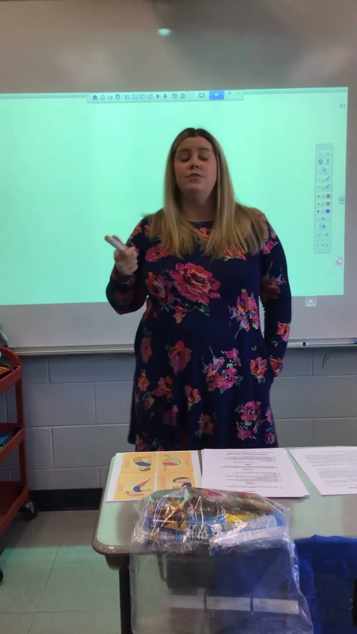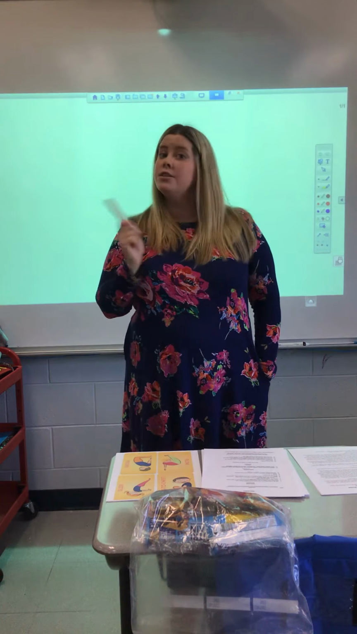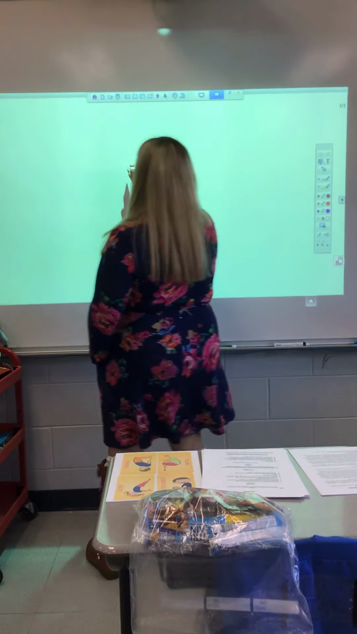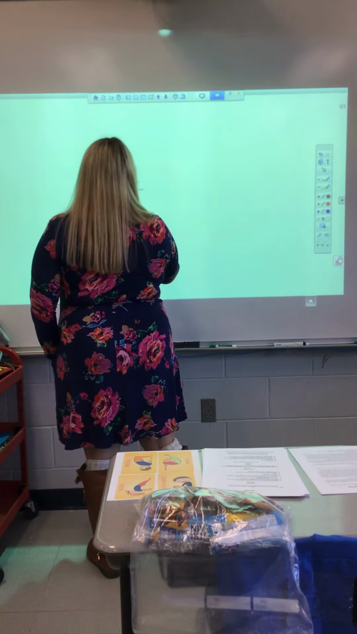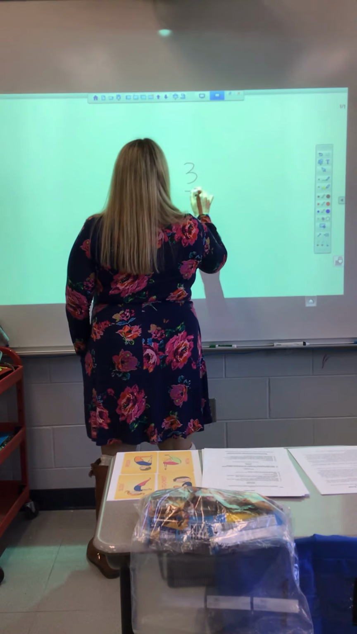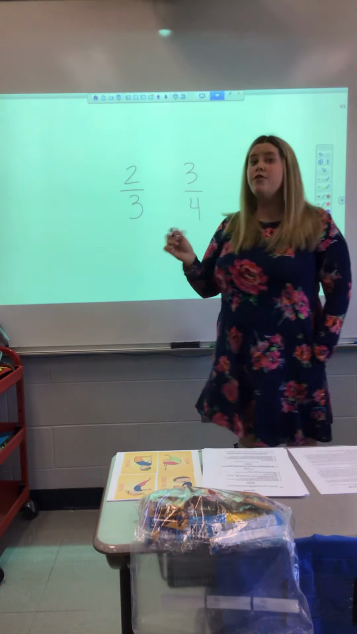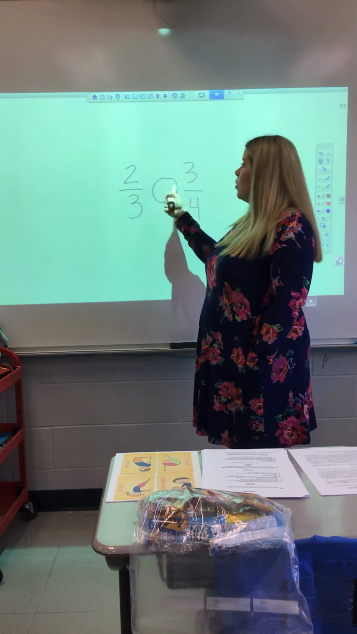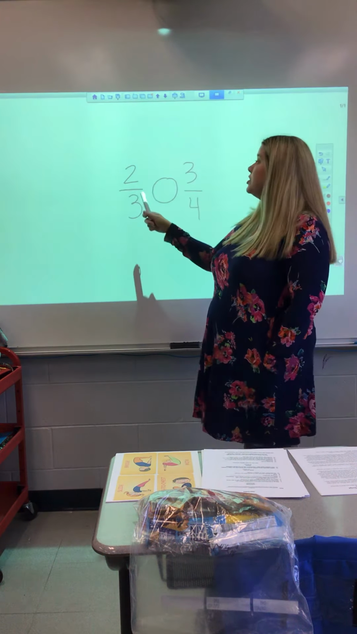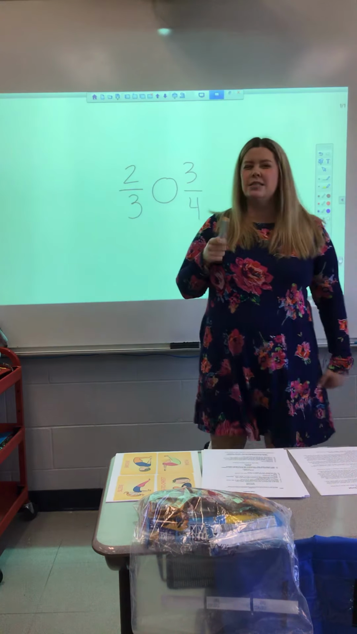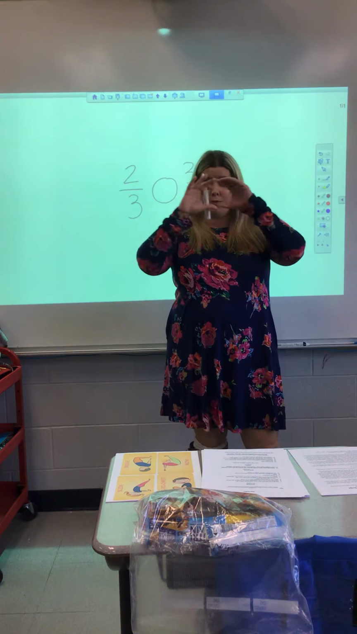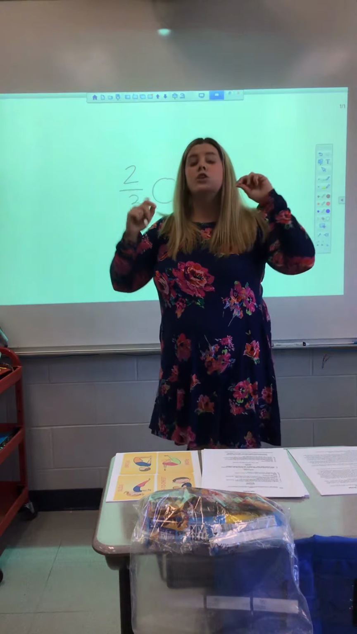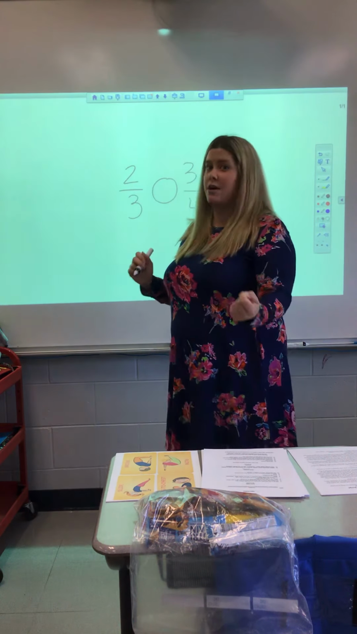So let's say that I have two fractions and the denominators are not the same. Let's say I have 2/3 and 3/4, okay? And I want to know what's going to go in the middle. Is 2/3 greater than or less than 3/4? So we could draw a picture, but remember I said sometimes it's difficult to get your rectangles exactly right. So this is where we use something called the butterfly.